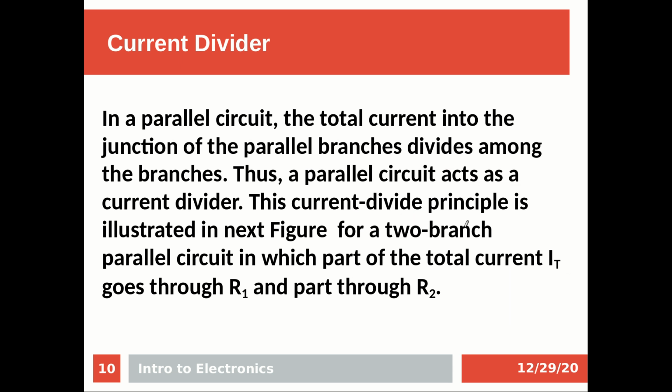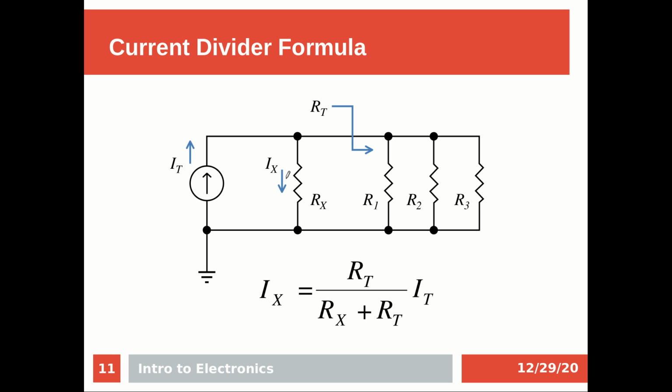Now to the second part, the current divider. The current divider means that in a parallel circuit, I see a different current in each branch. So the current is divided: the total current is divided across the branches. Let's see here. I have four branches, 1, 2, 3, 4. I see a different current in each branch, but the same voltage across all of them. It is the same voltage that comes from the source, so the Vs is the same.